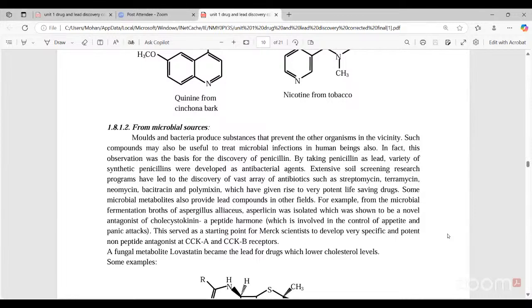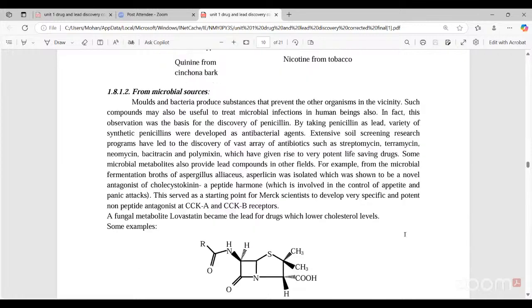Some microbial metabolites also provide lead compounds in other fields. For example, from microbial fermentation of Aspergillus, a compound was isolated which was shown to be a novel antagonist of cholecystokinin, a peptide hormone. This served as a starting point for the Merck scientists to develop very specific and potent non-peptide antagonists of CCK-A and CCK-B receptors.